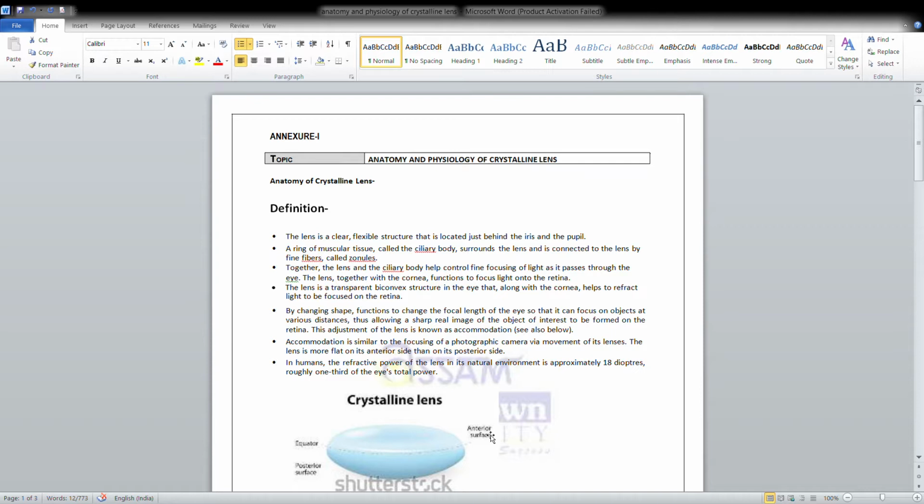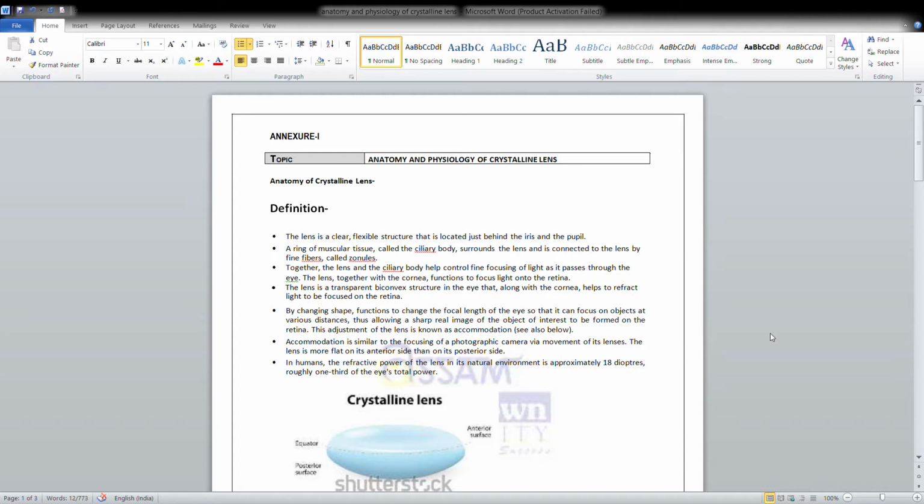The lens is a transparent biconvex structure in the eye that, along with the cornea, helps to refract light to be focused on the retina. By changing shape, it functions to change the focal length of the eye so that it can focus on objects at various distances, thus allowing a sharp real image of the object of interest to be formed on the retina.